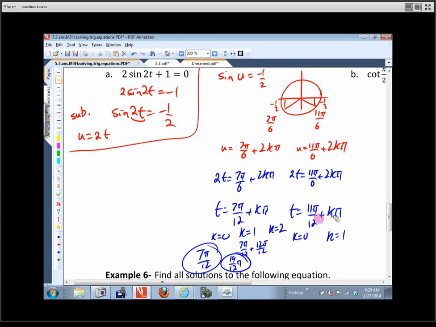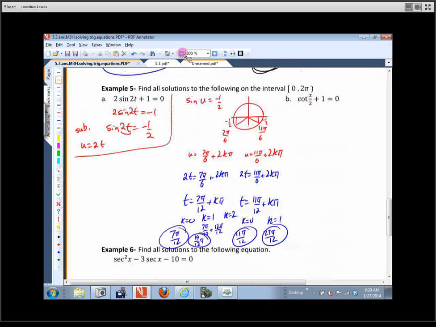If I plug in k equals 0, I just get 11 pi twelfths. So there's one of the answers. And if I plug in 1, 12 pi twelfths plus 11 pi twelfths, I get 23 pi twelfths. Okay, now, those are the 4 answers that work.